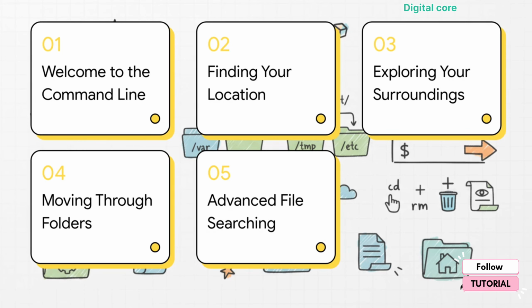So, here's our game plan. We're going to start with the absolute basics, like figuring out where we are. Then, we'll learn how to look around, see what's nearby. After that, we'll get moving, jumping between different folders. And finally, we'll get into some more advanced tools for searching the whole system. Think of it as building your Essential Explorer's toolkit, one command at a time.